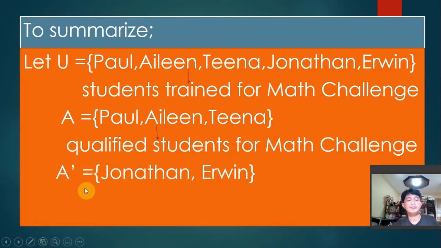Do you understand? Again, there are 5 contestants: Paul, Eileen, Tina, Jonathan, and Erwin, and only Paul, Eileen, and Tina were qualified students for the math challenge. And who were not selected? There are 2, Jonathan and Erwin. And these 2 in the universal set, who were not selected for the math challenge, are called the complement of set A. Now let's proceed to the next.